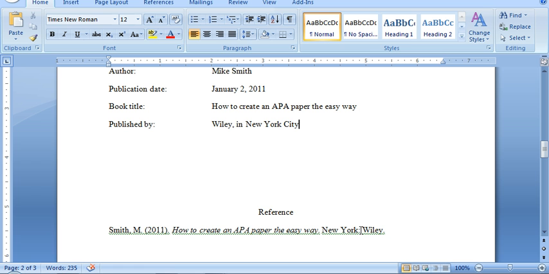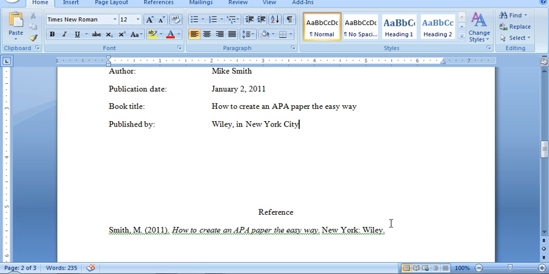If it's a lesser known city, we can also put the state just to clarify which city we're talking about. Then we put a colon followed by the name of the publisher. And that's pretty much it. That's a simple reference for a book.